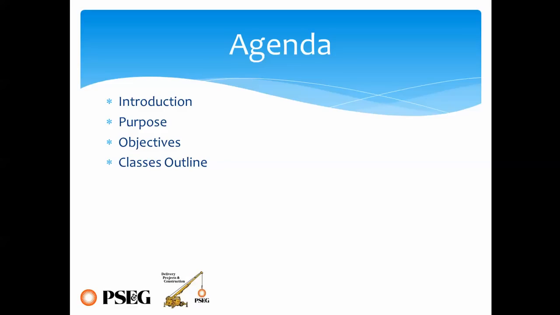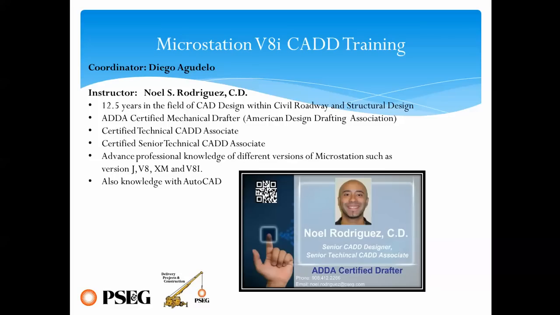The agenda of the class is the introduction, purpose of Microstation, objectives, and class outline, which could change a little bit. A little information on myself: I've been doing CAD design for 12 and a half years. Civil roadway, structural design, mainly structural, not electrical, back and forth. ADDA certified mechanical drafter, certified technical CAD associate, senior technical CAD associate. Now it's an AutoCAD version J, which is the same thing as version 7 for Microstation, V8, XM, V8i.